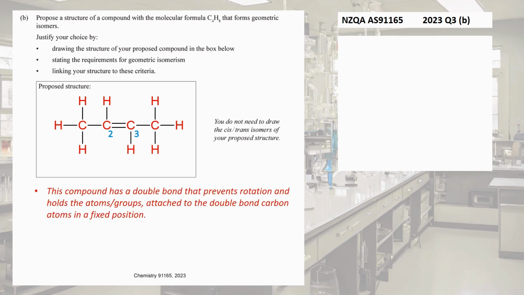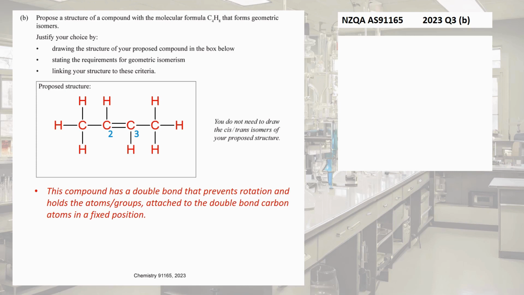So this compound has a double bond, which prevents rotation, and holds the atom groups of the double bond in a fixed position, or attached to the double bond. Okay, this statement, notice, is needed every single time, right? So this is achieved. This is going to get our 2 achieved grades for us.